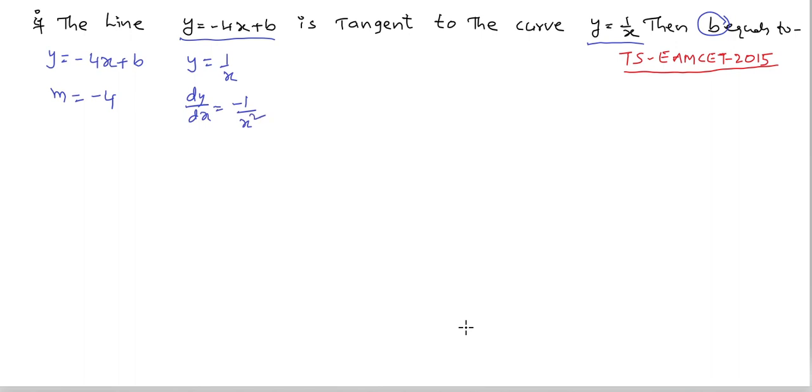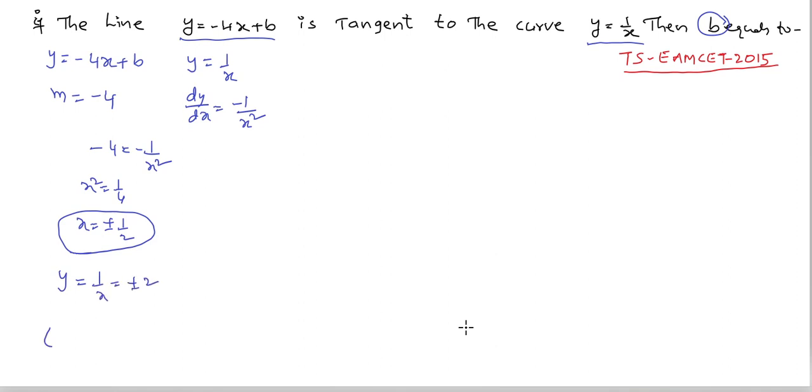that is minus 1 by x square. This line is a tangent to this curve, that means the slopes are equal, that is minus 4 is equal to minus 1 by x square. From this, x square is equal to 1 by 4, x is equal to plus or minus 1 by 2, the x value. Substituting x value in the given curve y is equal to 1 by x, y is equal to plus or minus 2. Therefore, the point x comma y is equal to plus or minus 1 by 2 comma plus or minus 2.